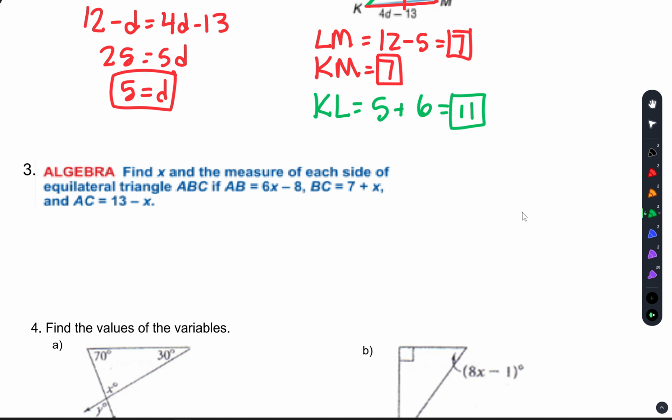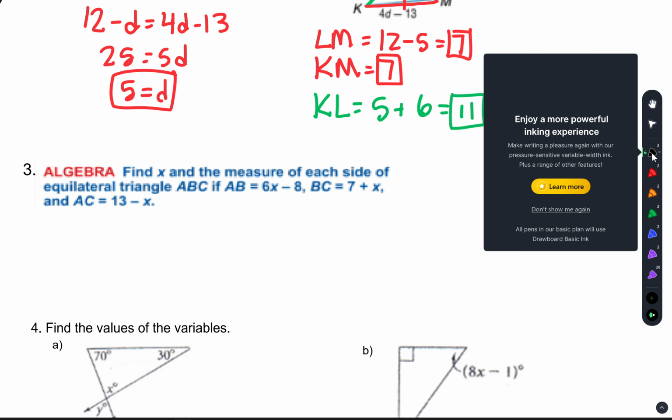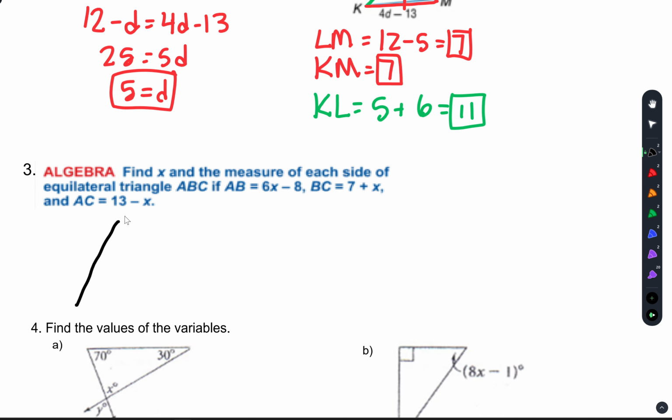Find x and the measure of each side of the equilateral triangle ABC if AB equals... Okay? What does an equilateral triangle look like? Casper? All sides equal. I recommend you draw this out. So I have triangle A, B, C. All 3 sides are the same, and this is 6x minus 8. I have 7 plus x, and I have 13 minus x.